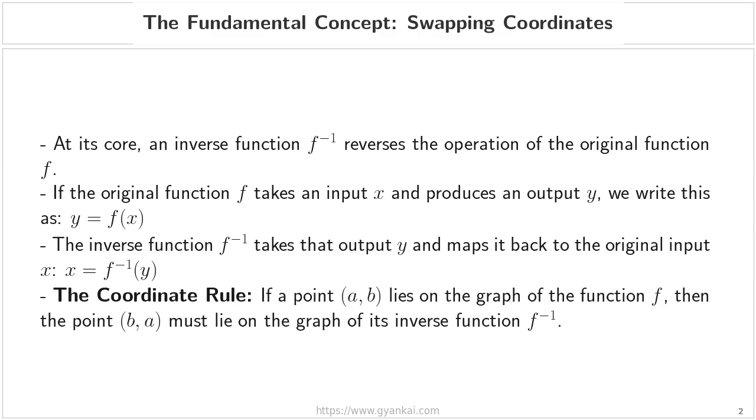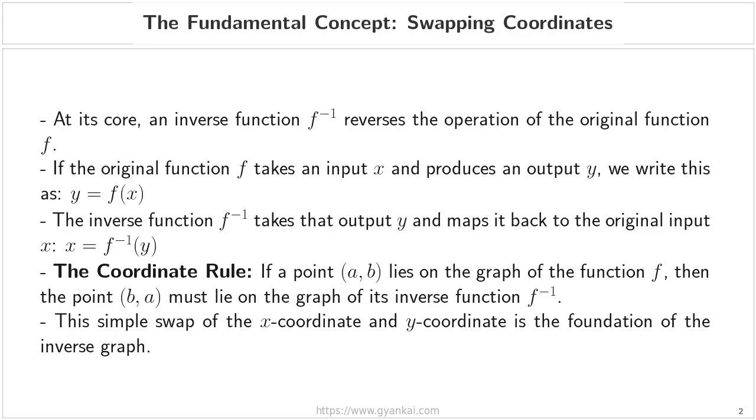This relationship gives rise to what we call the coordinate rule. This rule states that if a point with coordinates (a, b) lies on the graph of the function f, then the point with coordinates (b, a) must lie on the graph of its inverse function, f inverse. This simple swap of the x-coordinate and the y-coordinate is the foundation of the inverse graph. Once you grasp this concept of swapping coordinates, it becomes much easier to derive the actual graph, which is what we will cover in the next section.